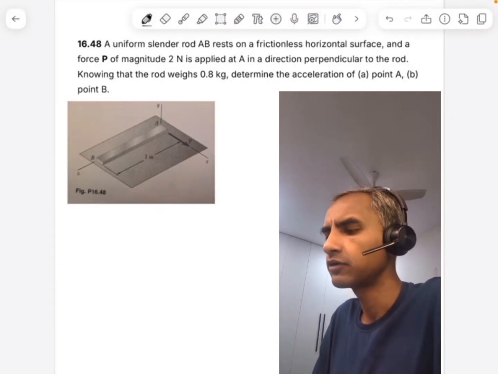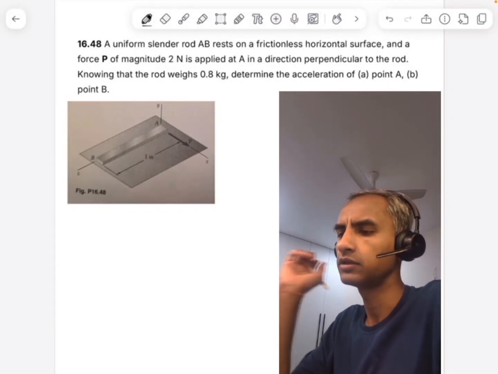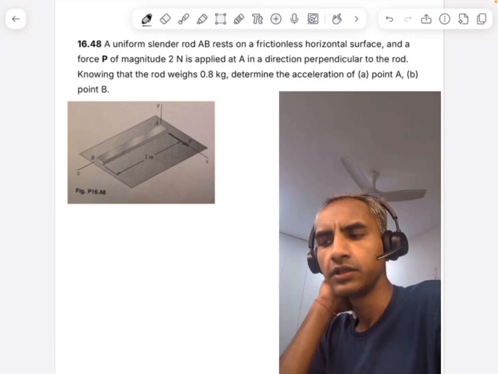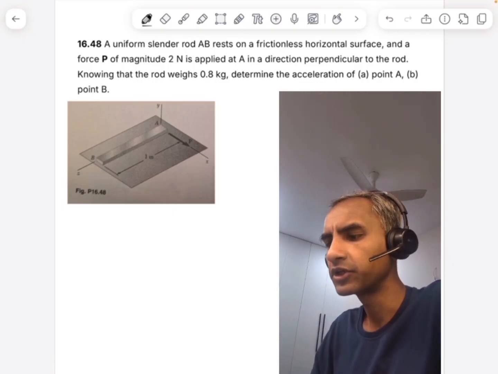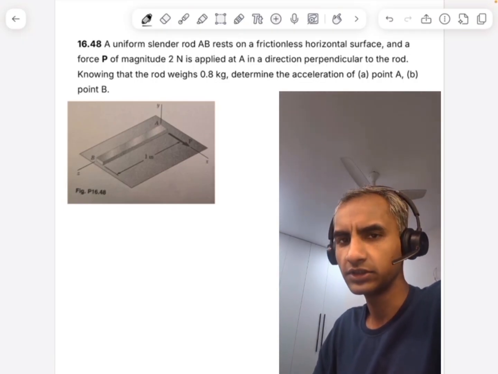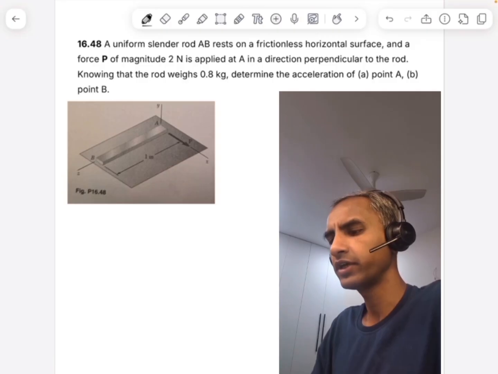Alright guys, let's solve this problem. This is from Beer and Johnson, chapter 16, on kinetics of solid body. I have chosen this problem because it actually introduces a lot of concepts. It is fairly straightforward to solve.